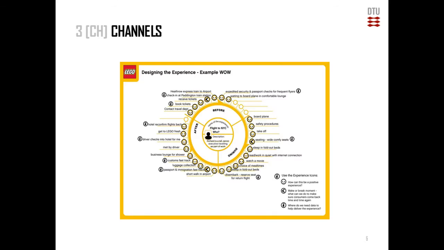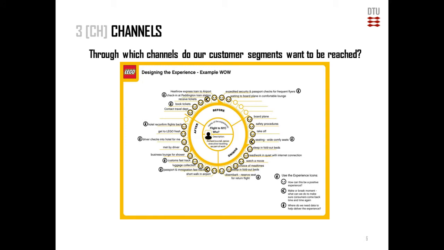Block 3, channels. Channels describes how a company delivers value proposition to its customer segments. Channels are customer touch points that play an important role in the customer experience. The key questions are: through which channels do our customer segments want to be reached? How are we reaching them now?